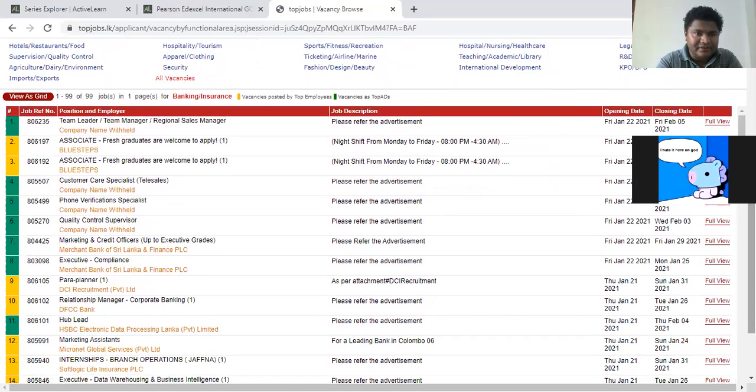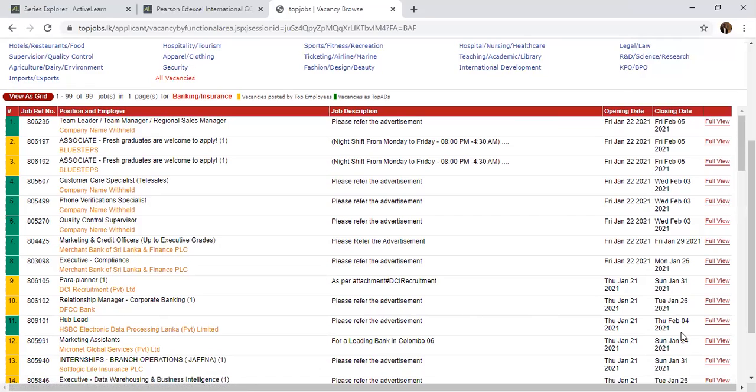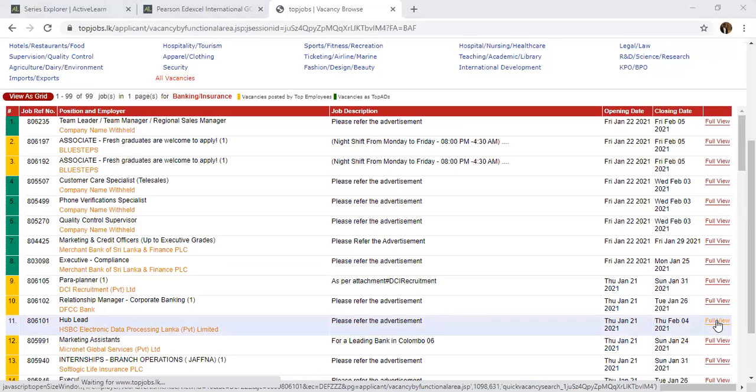They're showing here first a team leader, team manager, regional sales manager. This is a vacancy where the company is withheld, they're not revealing the company. Or let's say this one, relationship manager, DFCC Bank. Or hub lead, HSBC Electronic Data Processing Department. Let's go to HSBC, the international, very well renowned bank, the Hongkong and Shanghai Banking Corporation. If you go to the full view of the advertisement, you can see HSBC. I'll share the advertisement with you. Right, you can see the screen.